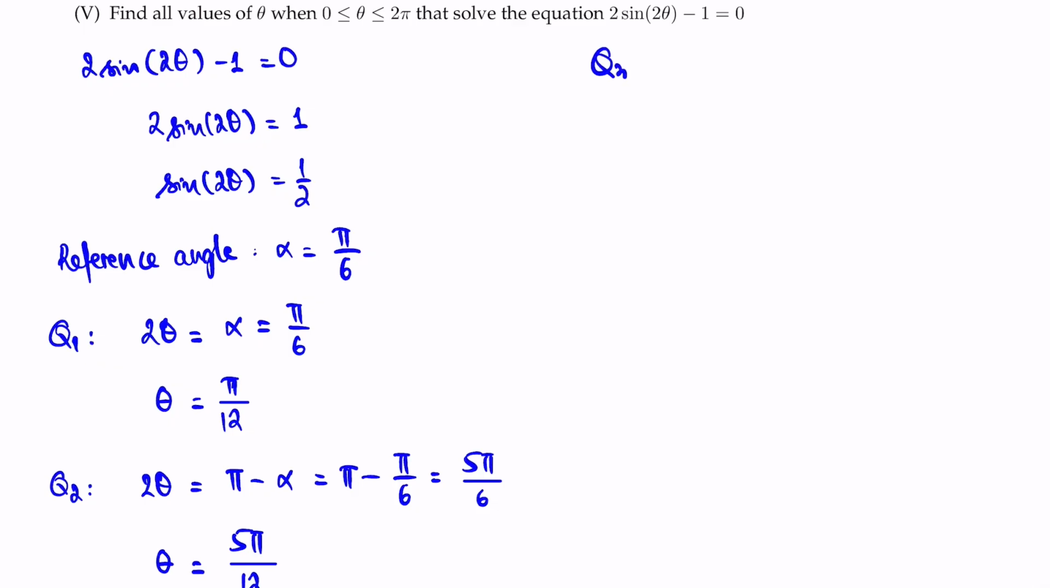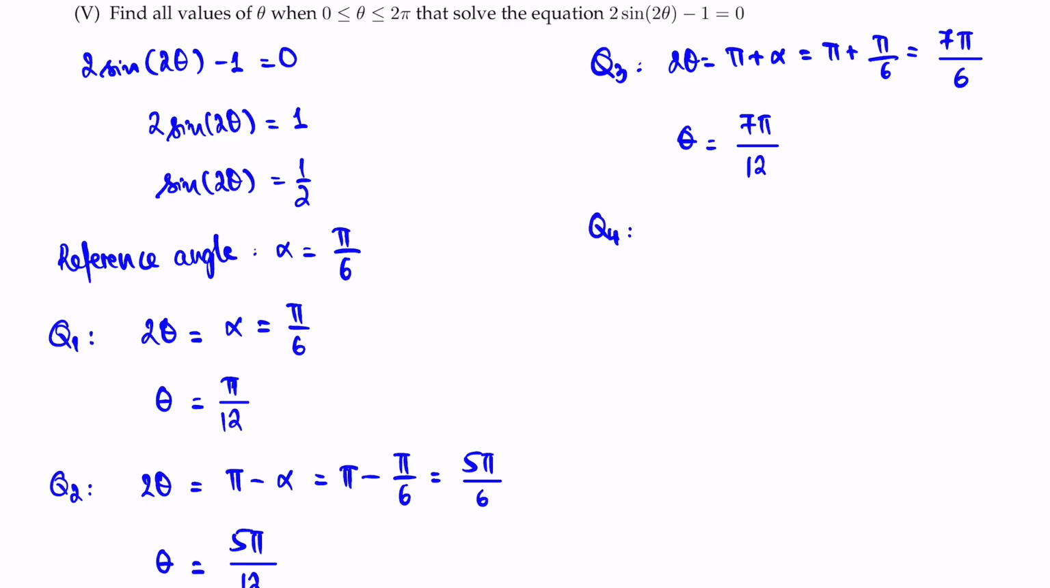Now, in quadrant 3, you have 2 theta equal to pi plus alpha, or pi plus pi over 6. This gives me 7 pi over 6. Or theta could be 7 pi over 12. Again, to get theta, I divided both sides by 2.